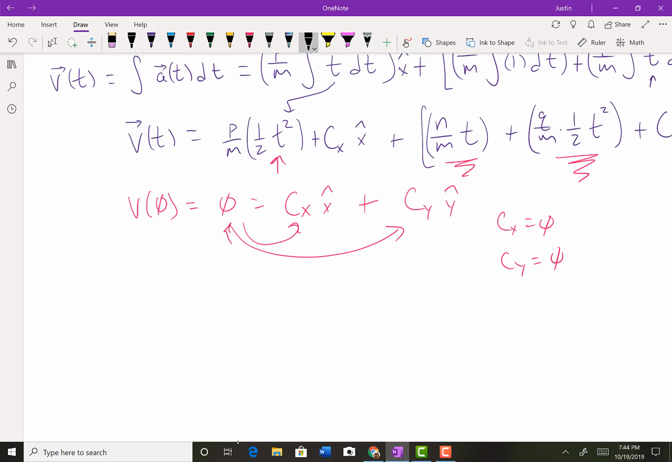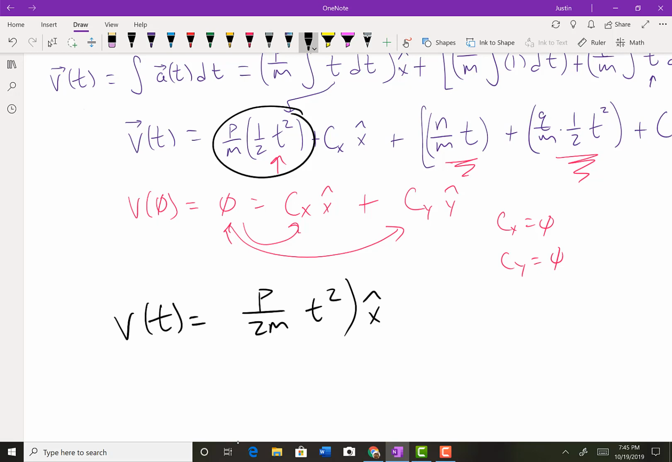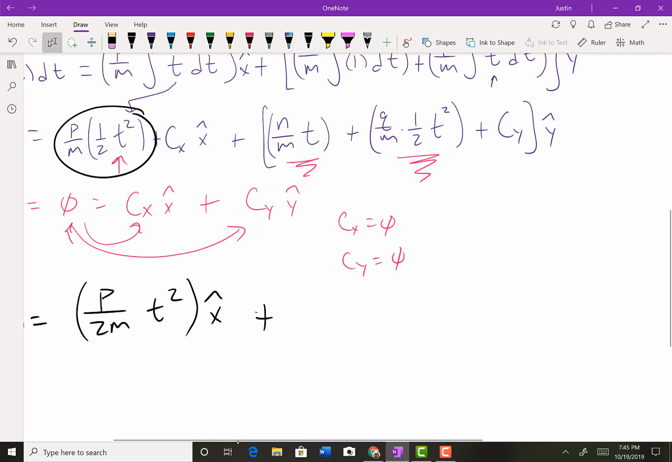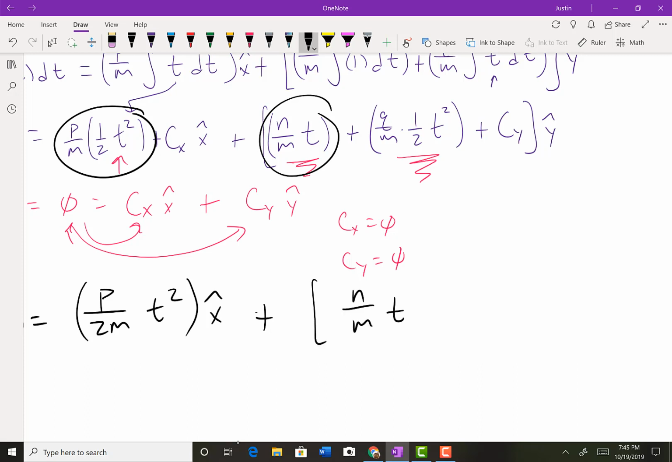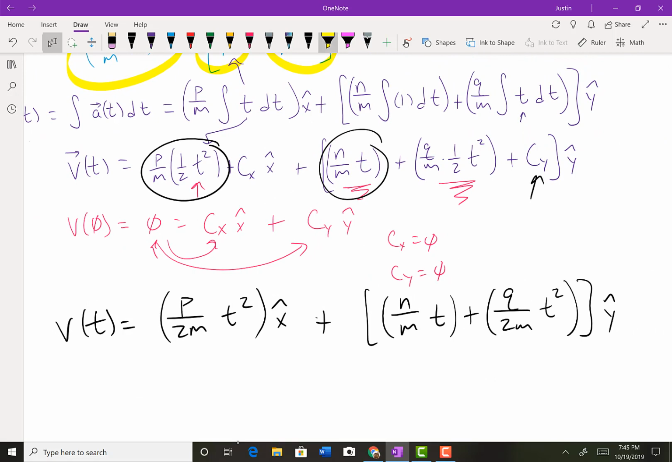So lastly, just to get my velocity as a function of time without the constants, I'll simplify some of these here. That's going to be p over 2m t squared x hat, plus this term right here, which is n over m times t, plus q over 2m t squared. This is now 0. So that's going to be y hat. And there's my velocity as a function of time.